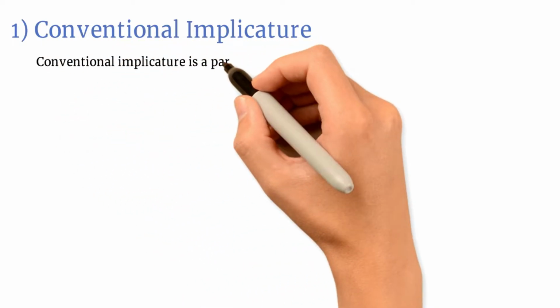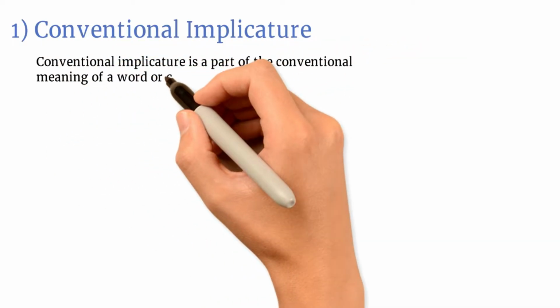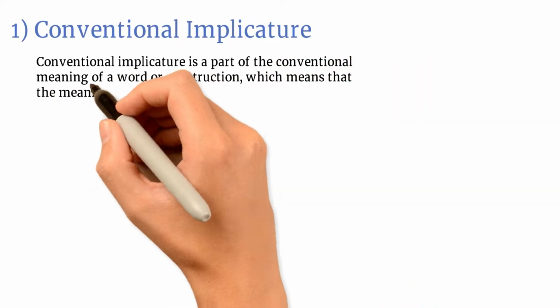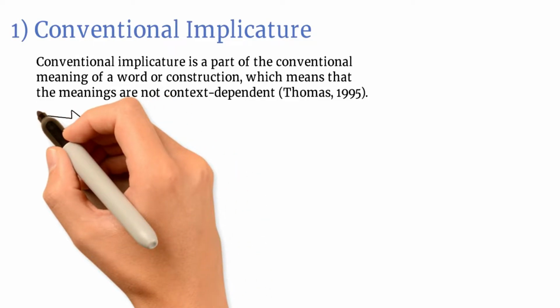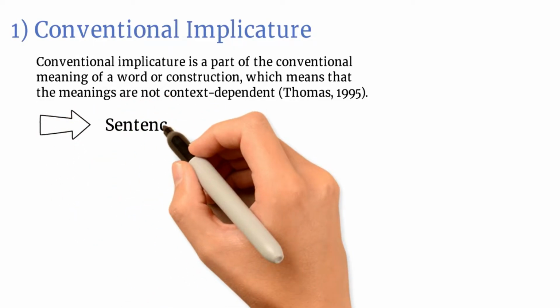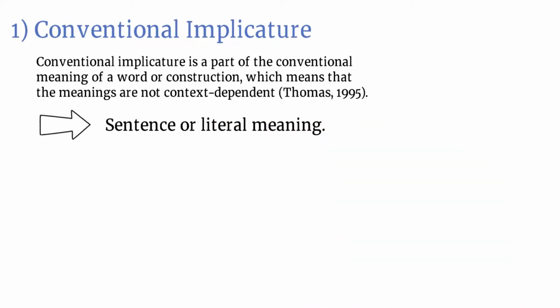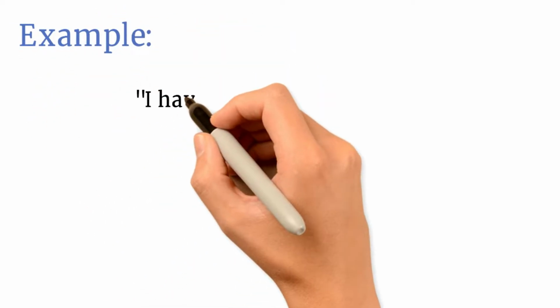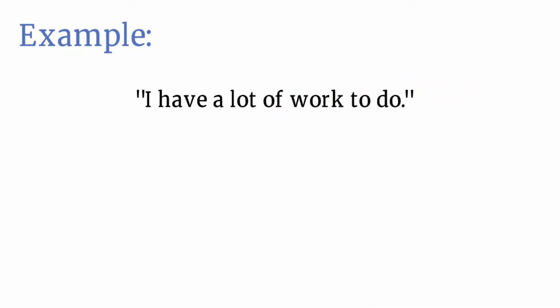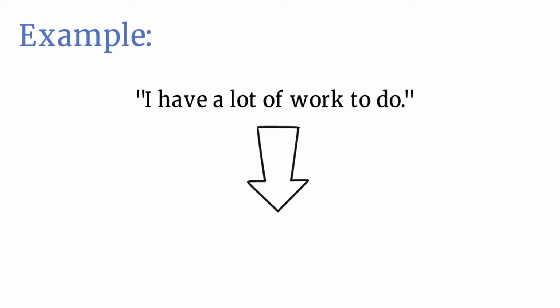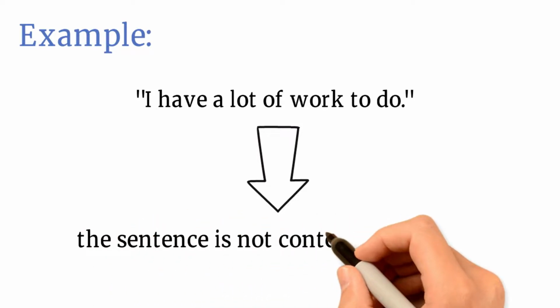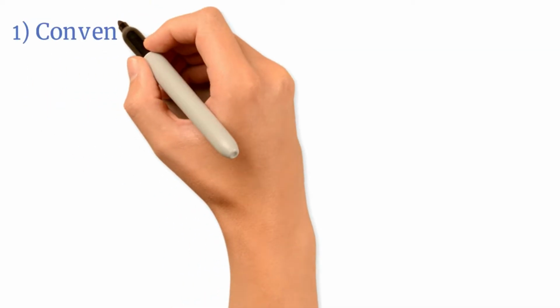Conventional implicature is a part of the conventional meaning of a word or construction, which means that the meanings are not context dependent. Basically, this is what is generally known as sentence or literal meaning. Let's take a look at this sentence. I have a lot of work to do. If we do not regard the sentence context, the sentence simply says that the speaker has a lot of work to do. The example is what we call conventional meaning, since the sentence is not context dependent.